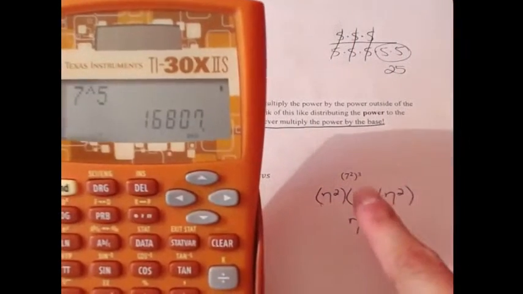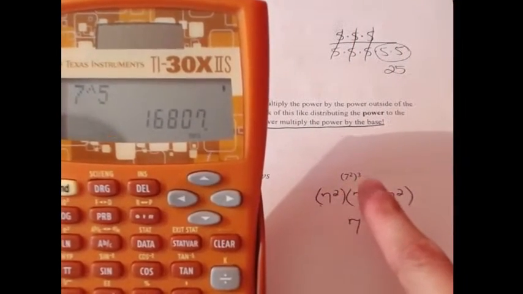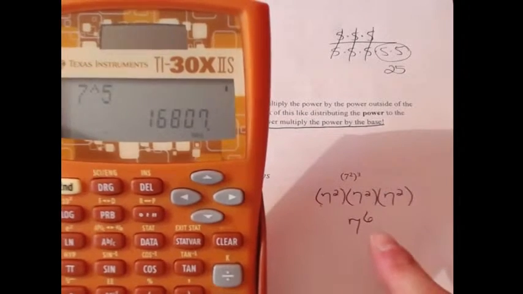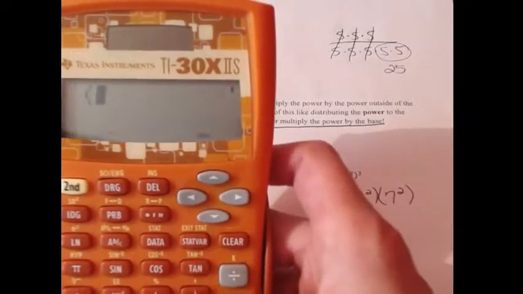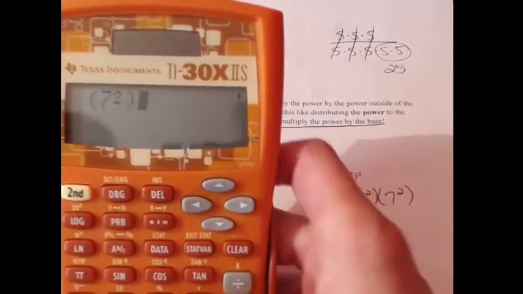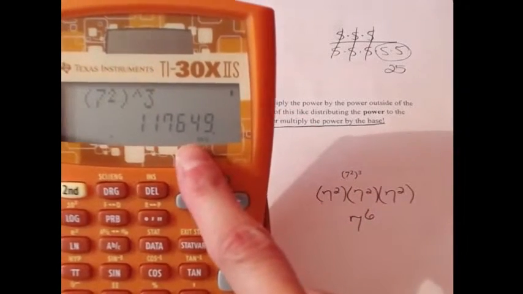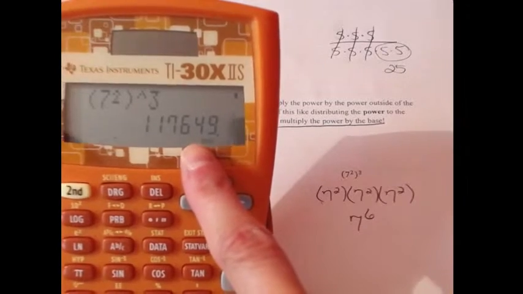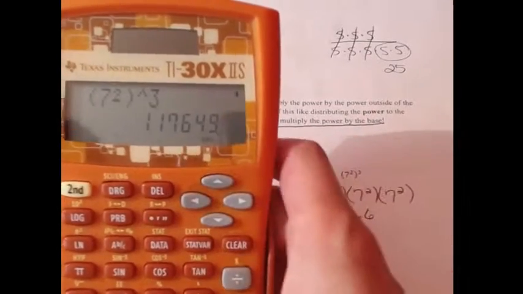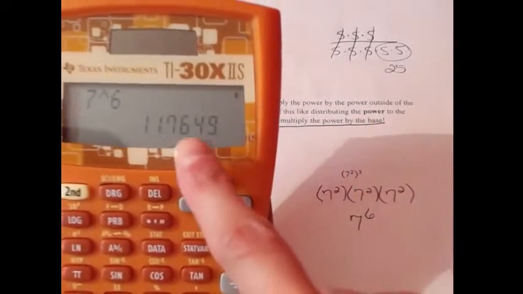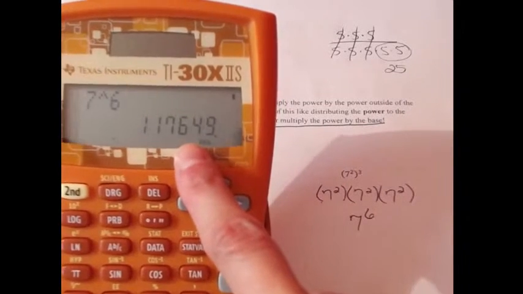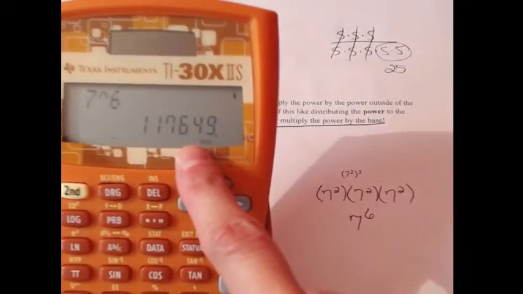It's exactly the same. Now, we want to note that 7 squared to the 3rd is the same as 7 to the 6th power. So let's use parentheses. 7 squared to the 3rd power gives us 117,649. And now I'm going to punch in 7 to the 6th power. And we get the exact same answer, 117,649.